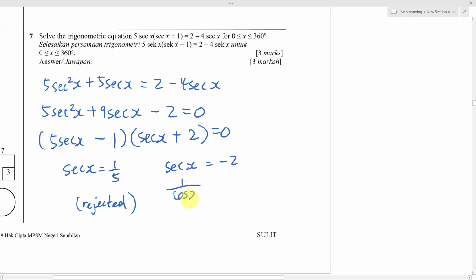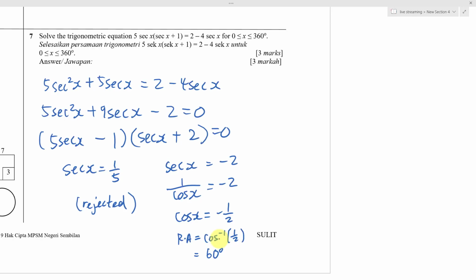This is 1 over cos x equals negative 2. So therefore, cos x equals negative 1 over 2. And then, as I said, if you get a negative over here, we will always need to find a reference angle first, isn't it? For the reference angle, you just move the cos to the other side and do positive 1 over 2 instead of negative 1 over 2. And then the calculator should tell you it is 60 degrees. Alright, is it 60 degrees? I hope I didn't remember wrongly.